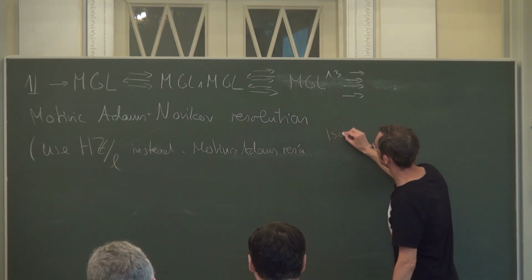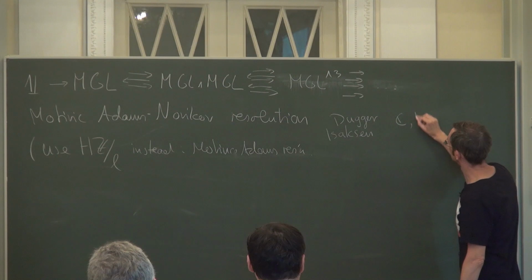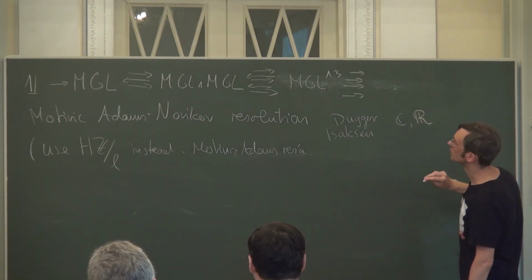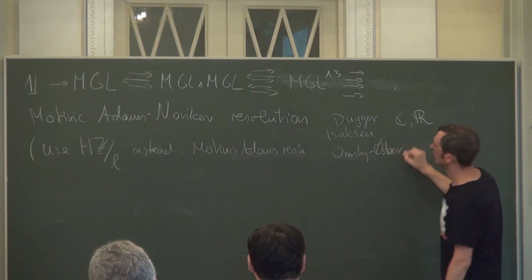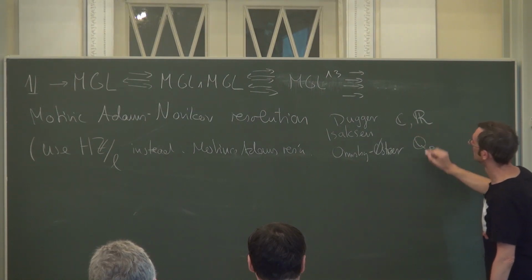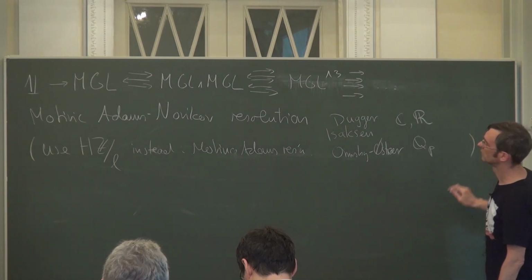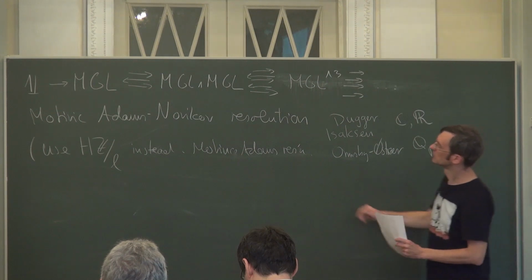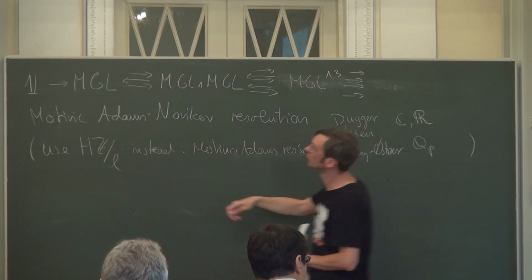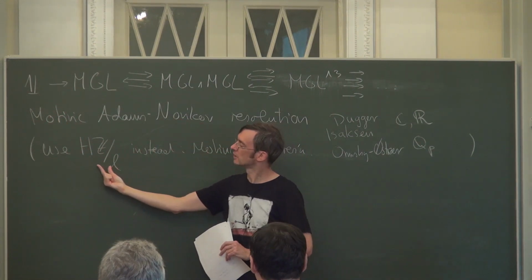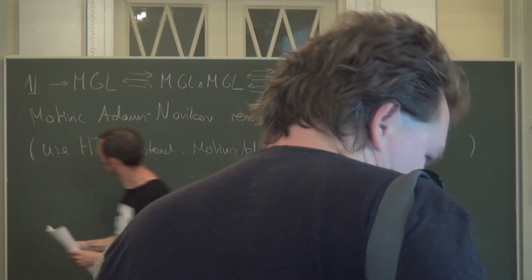For example, using the Adams resolution by Dugger and Isaksen, there are computations for the complex numbers and for the real numbers, and I think using Adams-Novikov there are computations by Ormsby and Østvær over, I think, what they call small fields, so something like Q_p. I should probably mention more names here. So this is only giving a specific part of the motivic stable homotopy groups of spheres, and this is actually a subtle question, to what this then converges.